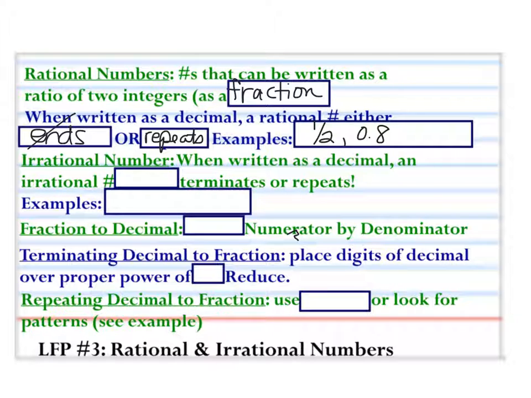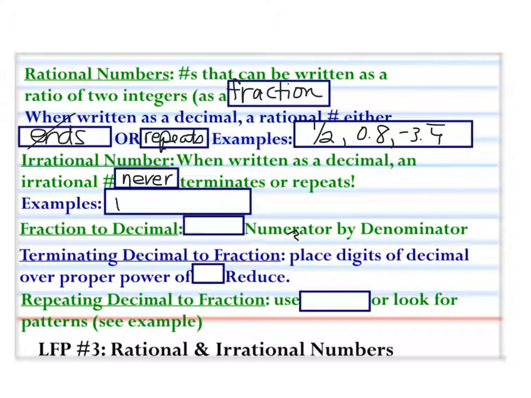0.8, that's an ending number, -3.4, a repeating number. All of these are rational numbers. An irrational number is a number that when you write it as a decimal, it never terminates or repeats. And terminates is the fancy word for saying end.